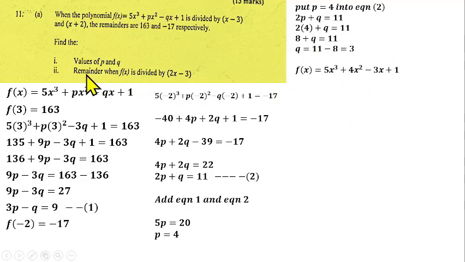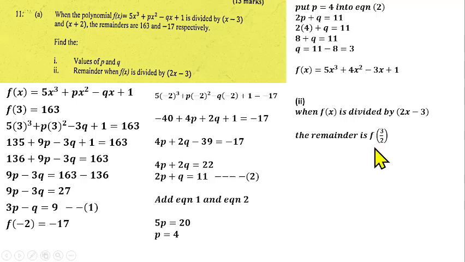Now we are to find the remainder when f of x is divided by 2x minus 3. So when this function that we have gotten now is divided by this 2x minus 3, what is the remainder? We can also apply the remainder theorem here. So you can just substitute the value of x, f of 3 over 2, into this function to get the remainder. So when f of x is divided by this, then the remainder is going to be f of 3 over 2. Whatever you get when you put 3 over 2 into this will give us the remainder.